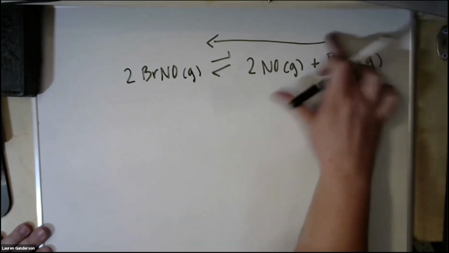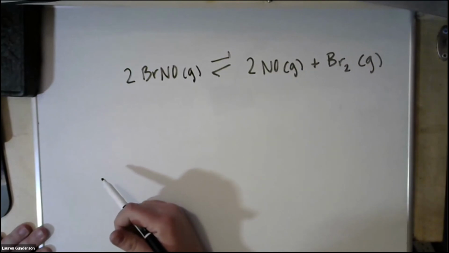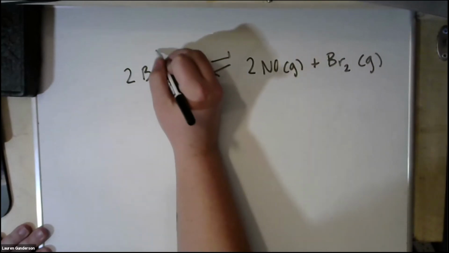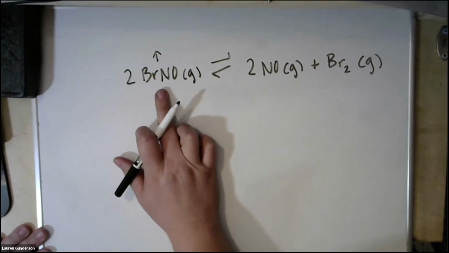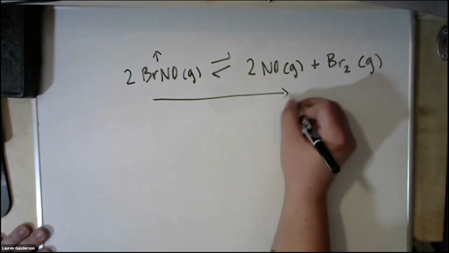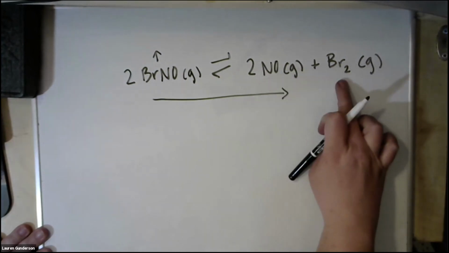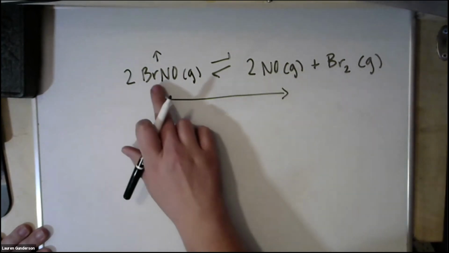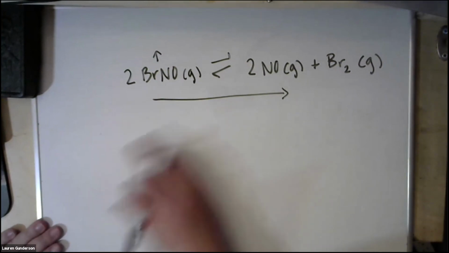Okay. On the other hand, if I add additional NOBr to my reaction mixture, now I have too much reactant. So to correct this, the reaction is going to shift to the right and create more NO and Br2 product. So it can use some of this up. Okay.